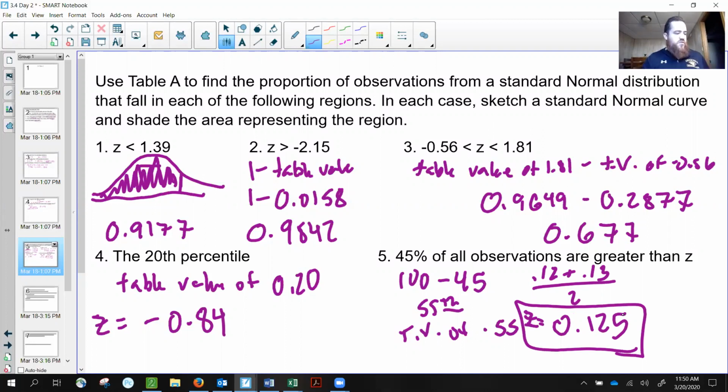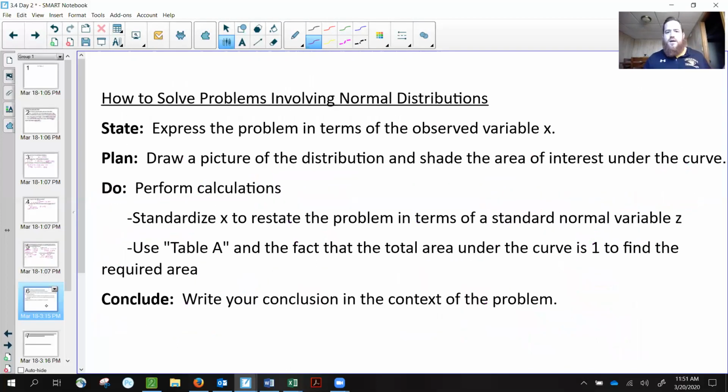On the back side of your notes, if you had printed them out or if you're just following along on your computer, we can use these z-scores to answer specific questions. So following the rules that we follow to solve problems involving normal distributions, these 4 ideas: state, plan, do, conclude. So state, express the problem in terms of the observed variable x. What is it that we're dealing with? Plan, draw a picture of the distribution and shade the area of interest under the curve. So you can visualize where is this going to land on our table.